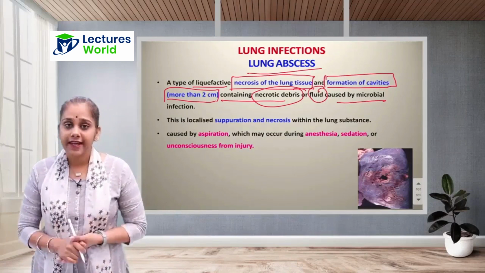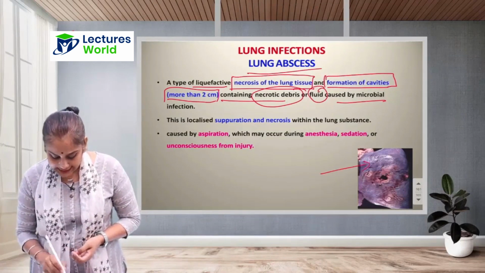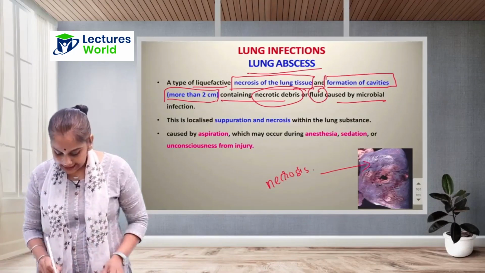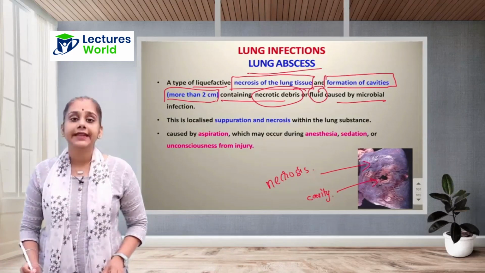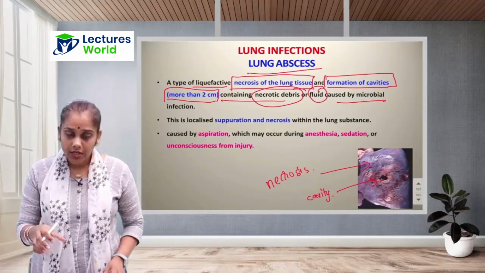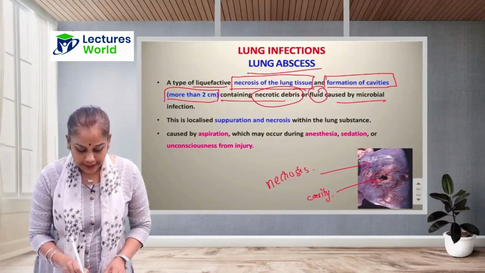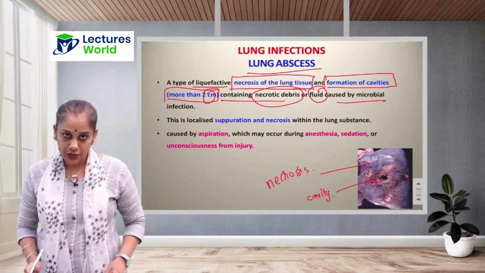So what is lung abscess? You can see in the figure, there is necrosis. See, this is the necrosis, and see, this is a cavity. Okay, this is a cavity in the lung. Formation of a cavity in the lung that is more than 2 cm, and necrosis of the lung tissue.